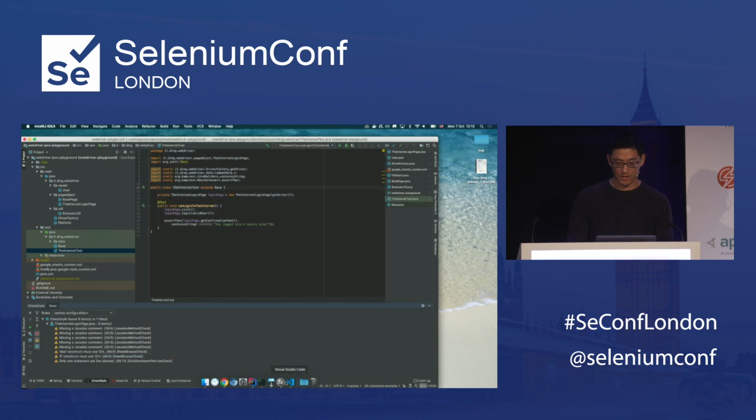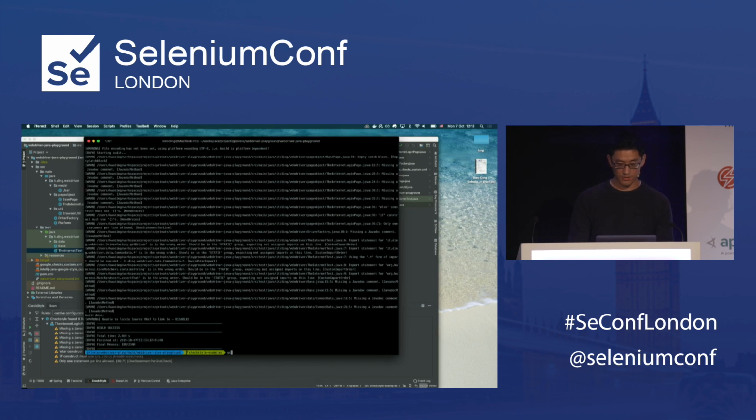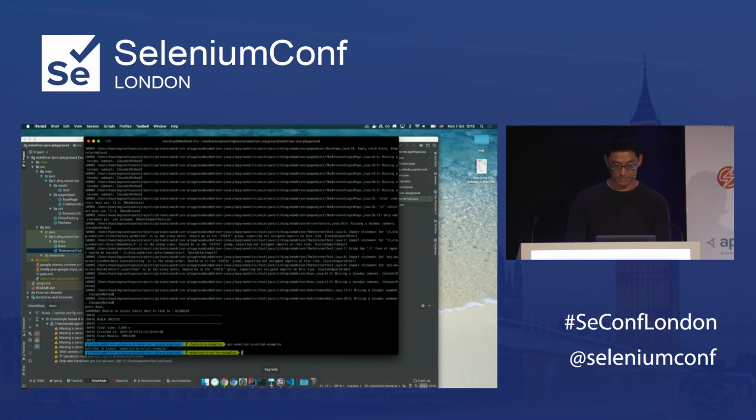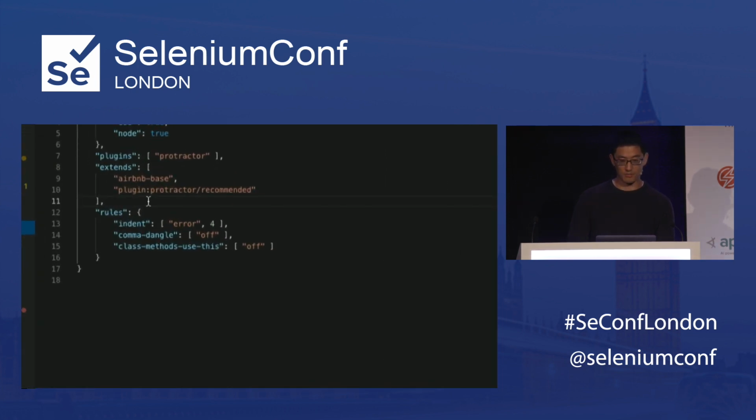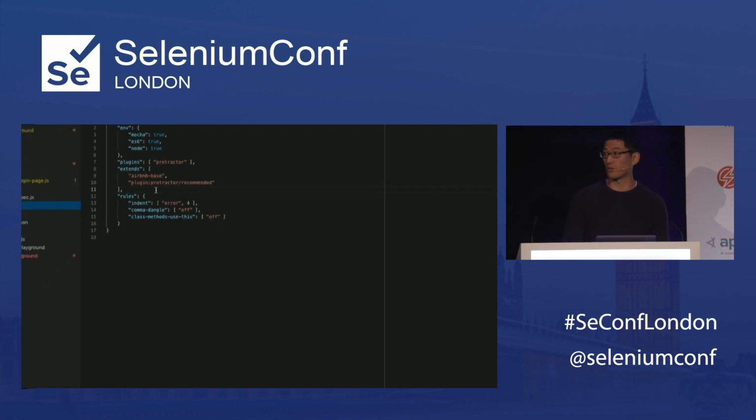And let's look at the JavaScript one. So switch to another branch. Open up this VS Code. So here's the configuration. Here I'm not using the Google one for JavaScript. I'm using the Airbnb code style. So this is the ESLint configuration.